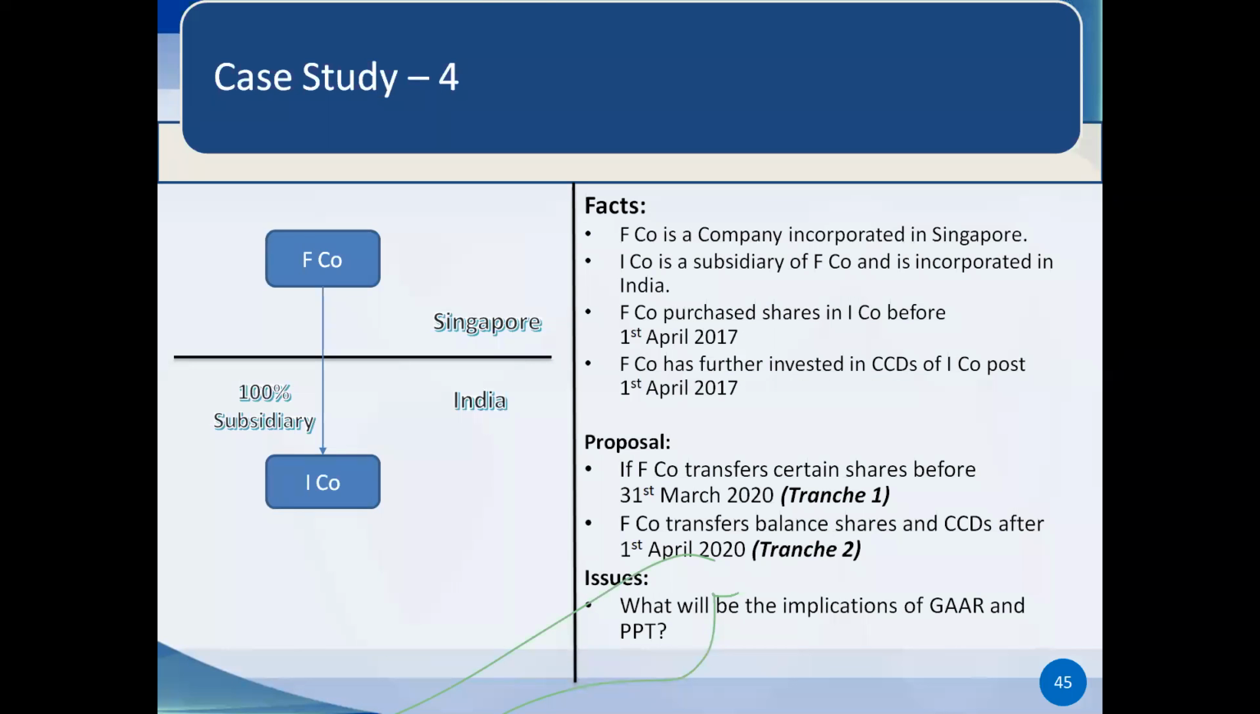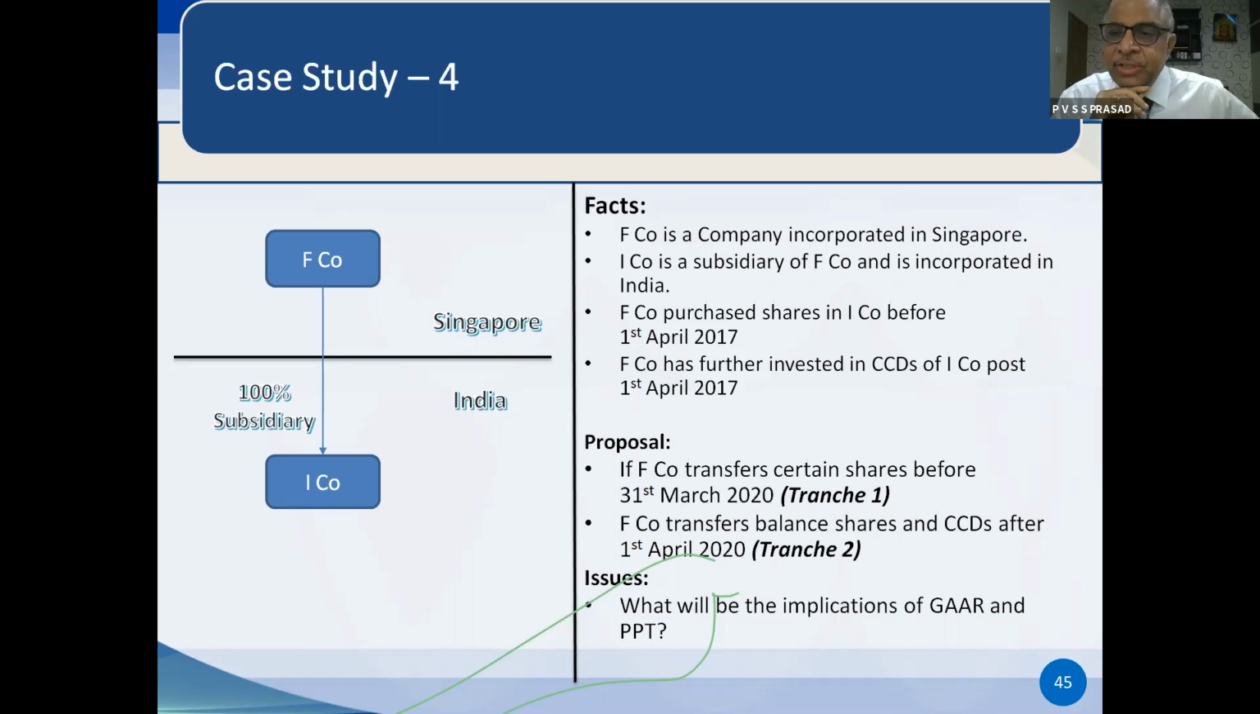And then case study 4. F company is incorporated in Singapore, and Singapore I company is a subsidiary of F company. F company invested in its shares before 1st April 2017.